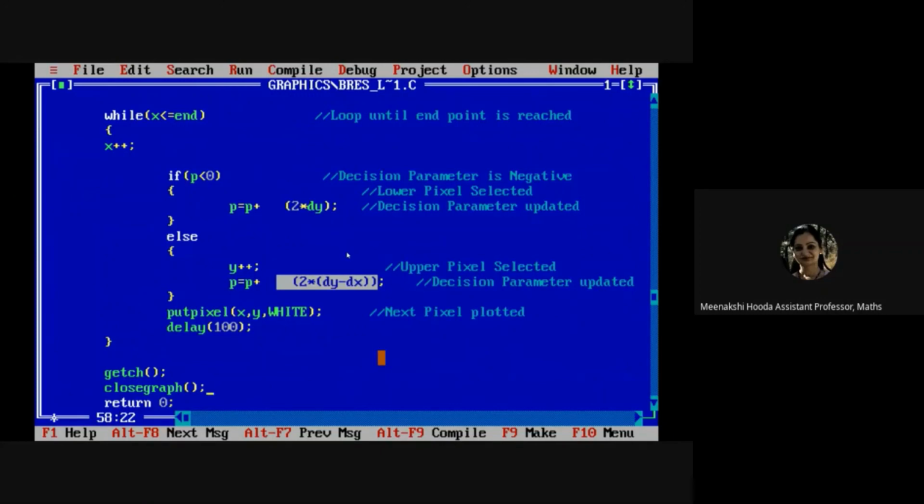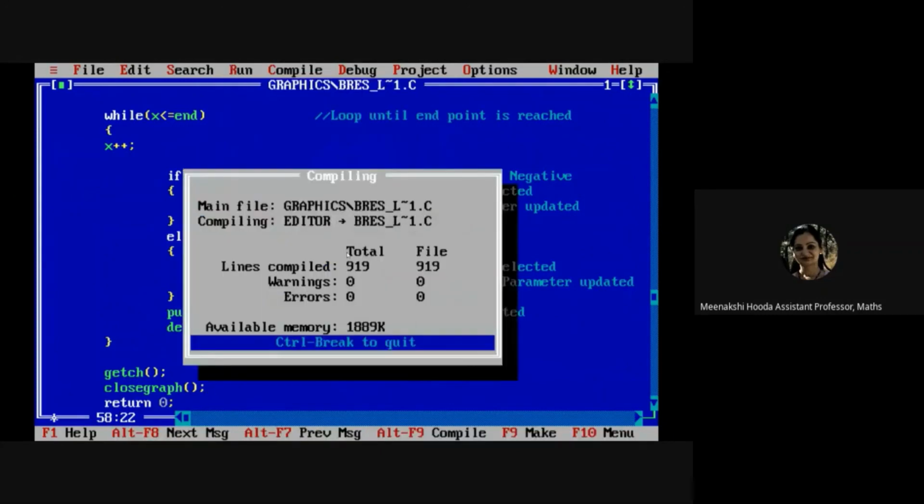Let us run the program. So enter the value of x1. Let the value of x1 be 310. y1, this is the first coordinate. Let the value be 320. x2, let the value be 370 and y2 is 420.